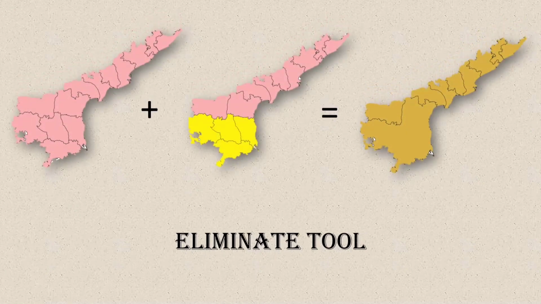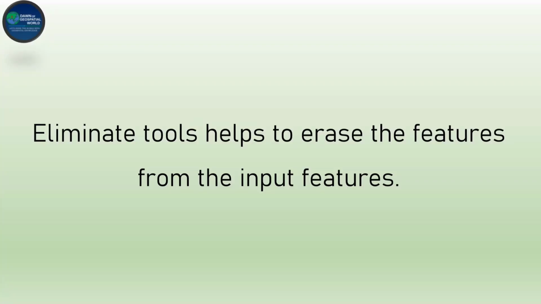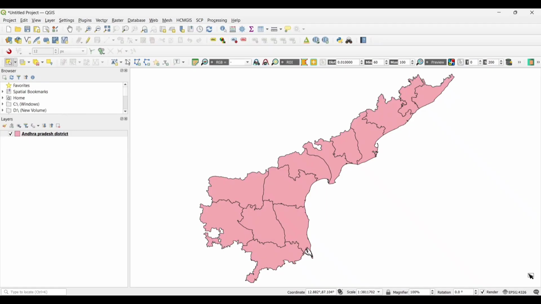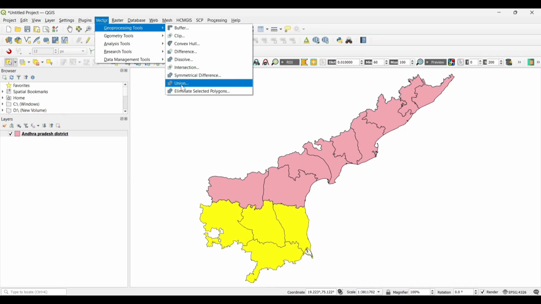Eliminate tool helps to erase the features from an input features. As for example, I am using a district map. Now I want to erase some of the features in it. First of all, we have to select the features we want to erase. Then click on Vector, Geoprocessing tools. Eliminate selected polygons.